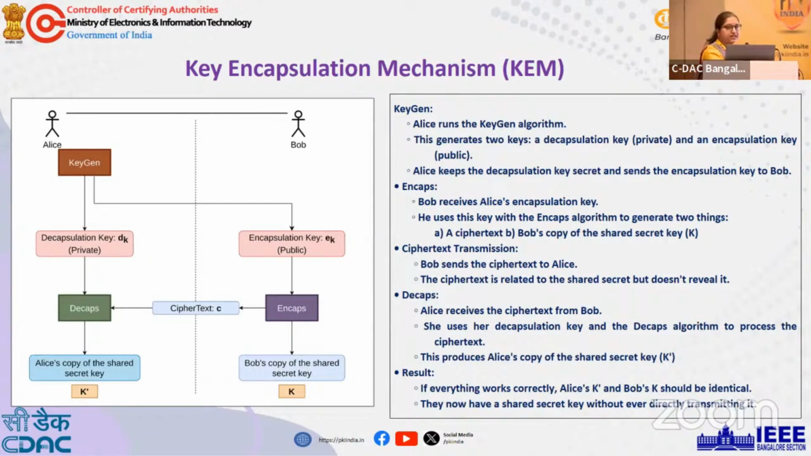Alice will use the decapsulation algorithm with the ciphertext and generate the shared secret key. So at the end, this K and K dash should be the same. So without actually sharing the key, they are able to generate the same shared secret key on both sides. So this is how the basic KEM works.